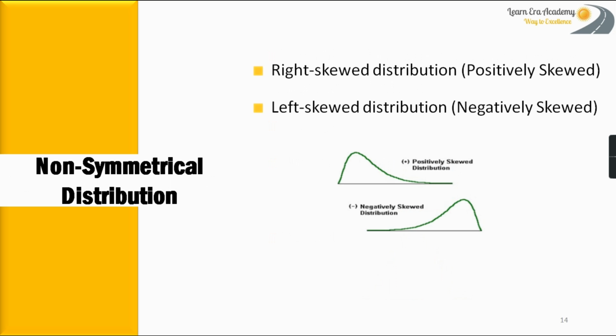Now we are going to see the second category of distribution called non-symmetrical distribution. If a distribution is skewed right, we can call it a positively skewed distribution. And if a distribution is skewed left, then we can call it a negatively skewed distribution.